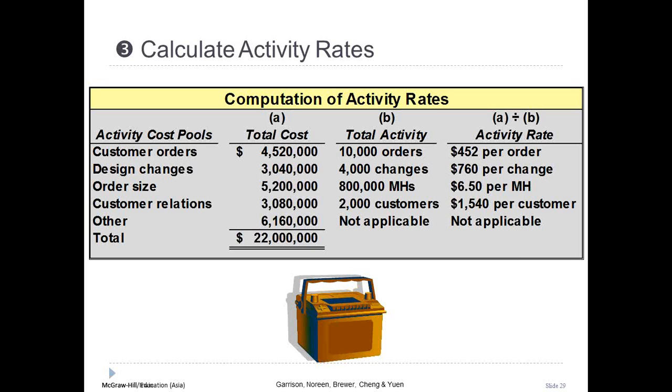So for example, the customer order's activity rate is $452 per order. Importantly, this is an average figure. Notice the other cost pool does not have an activity rate. This is because these organization sustaining costs will not be assigned to products or customers.